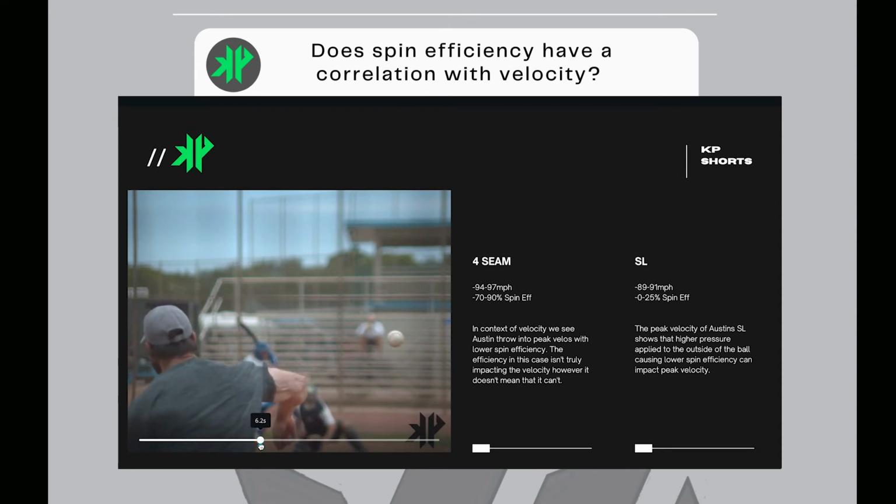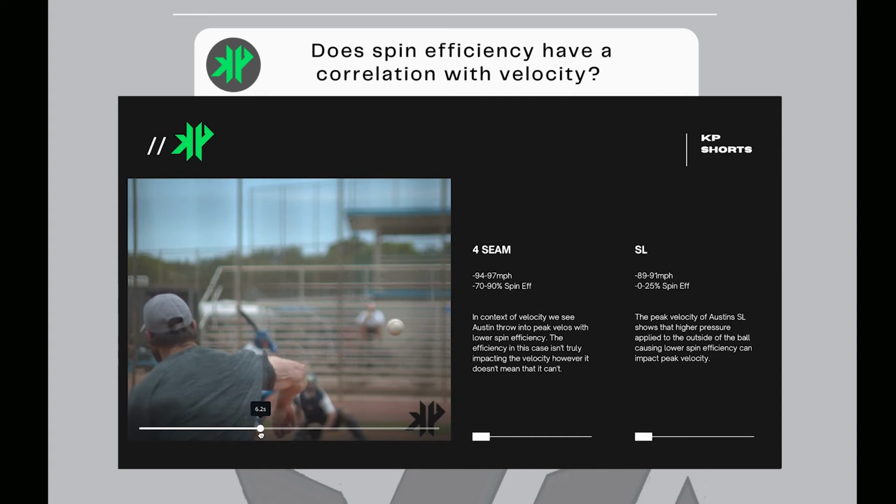Now, here's the key to that, though. Austin throws his slider 89 to 91 miles an hour, okay? So when we look at it in comparison, he's throwing 70% to 96% spin efficient fastballs, 94, 97. And he's throwing sliders 0 to 25% at 89, 91. So is there a huge difference between 89, 91 and 94, 97? Yes, there's a big difference there.